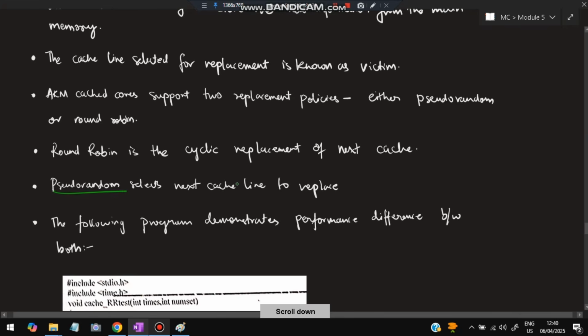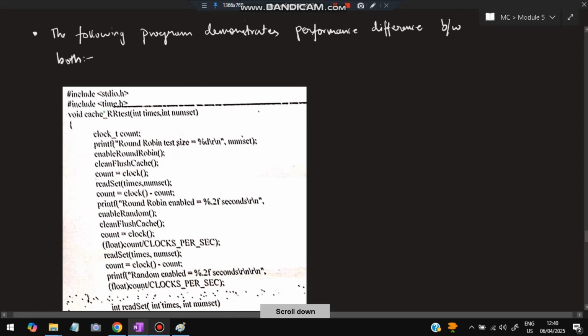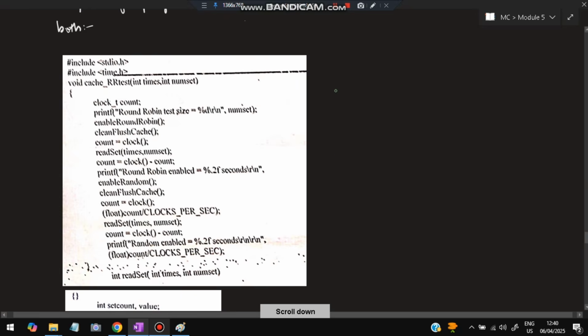Pseudo random means it selects the next cache line to replace in no fixed order, not first this, then this, then this and so on. That kind of replacement is pseudo random. The following program demonstrates the performance difference between both. This is just for your reference. This question will not be asked in the exam, so you just need to understand.